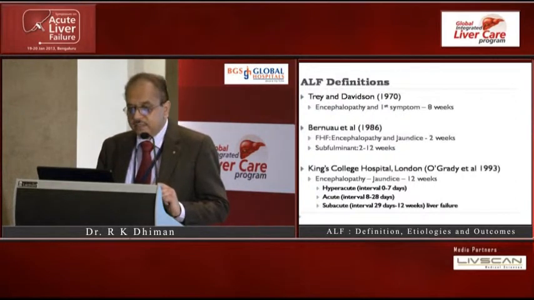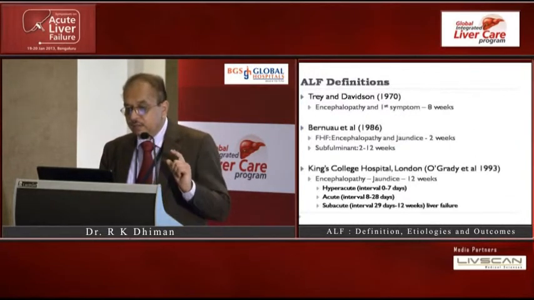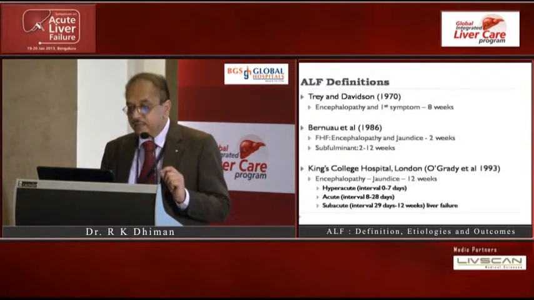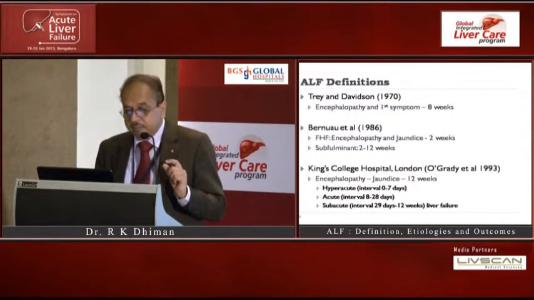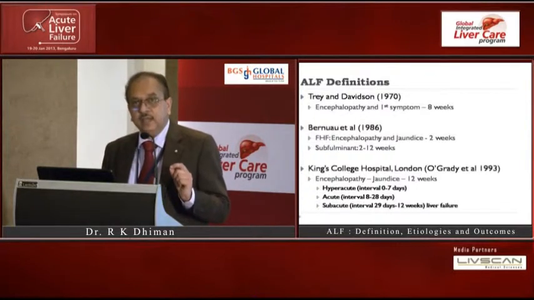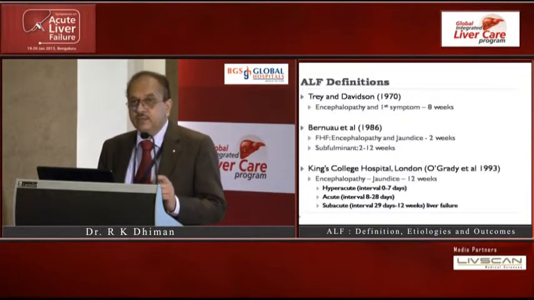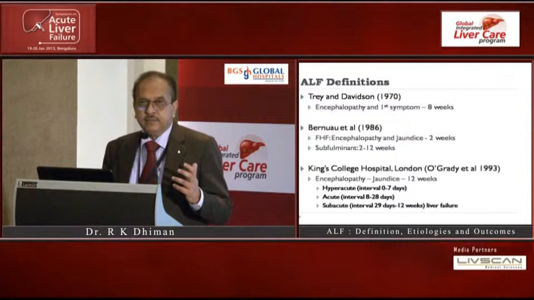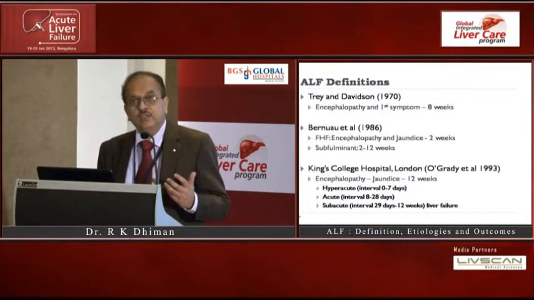The first definition says encephalopathy within 8 weeks of the first symptoms, not jaundice. Bernuau et al. call it fulminant hepatic failure, another name for ALF: the encephalopathy and jaundice interval is 2 weeks, and subfulminant is from 2 to 12 weeks. The King's College Hospital criteria, from O'Grady et al., said within 12 weeks, and they further divide it, as you know, into hyperacute, within 7 days; acute, from 8 to 28 days; and if more than that, subacute. They found a difference in survival without liver transplantation, which was maximum in hyperacute, where the cause was paracetamol.